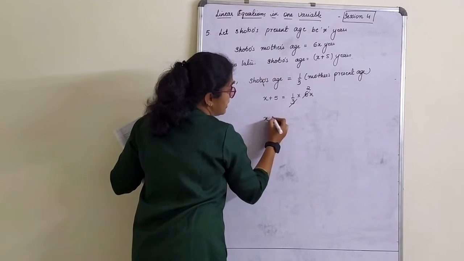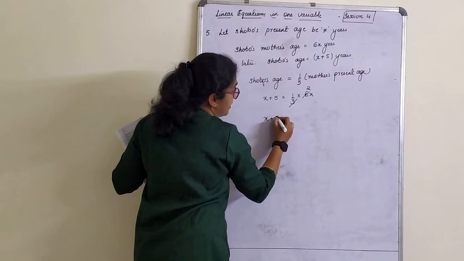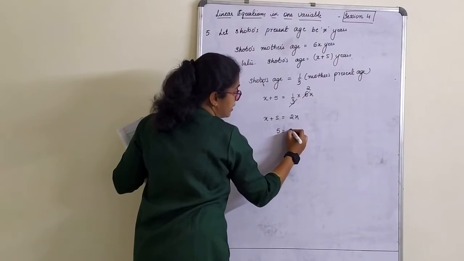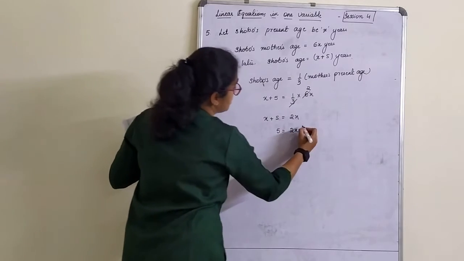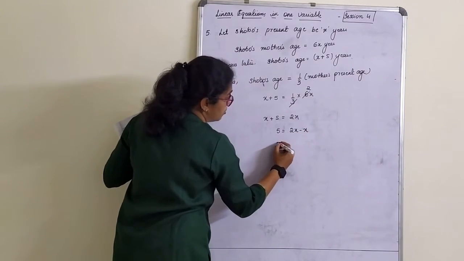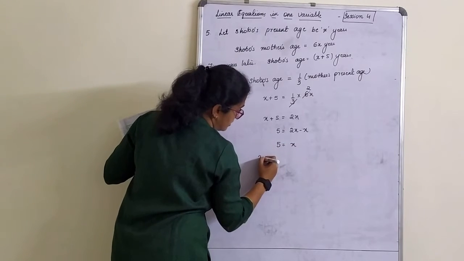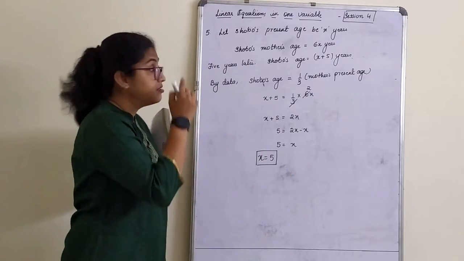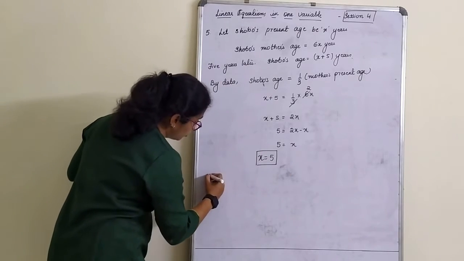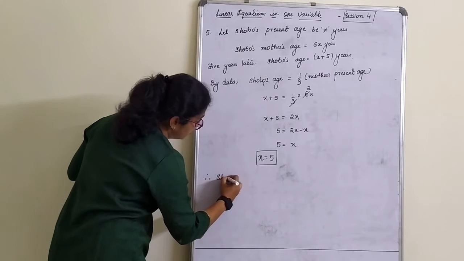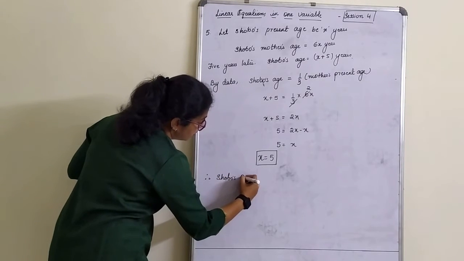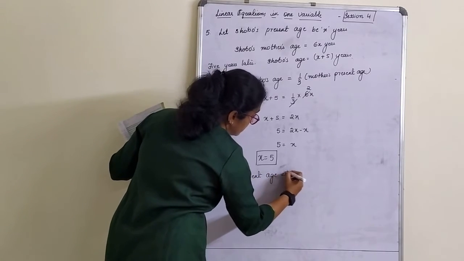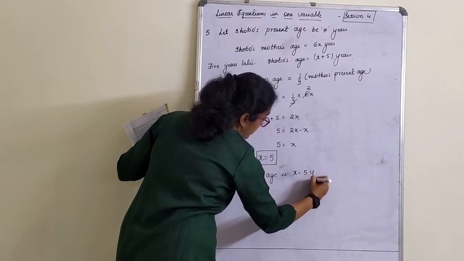So 3 ones are 3, 3 twos are 6, so x plus 5 is equal to 2x. Transposing, 5 is equal to 2x minus x. So 5 is equal to x. That is, x is equal to 5. Whose age is this? Sobo's present age. Therefore, Sobo's present age is x equals 5 years.